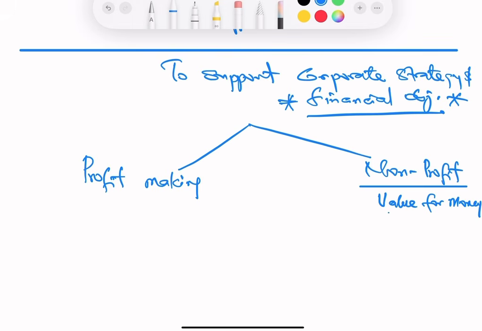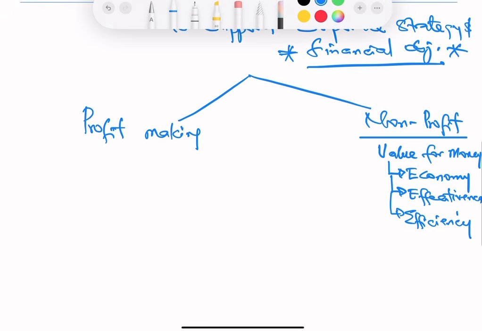And value for money in that sense, we'll be looking at things like the 3 E's: economy, the effectiveness, and the efficiency. For a not-for-profit organization, those are the objectives.